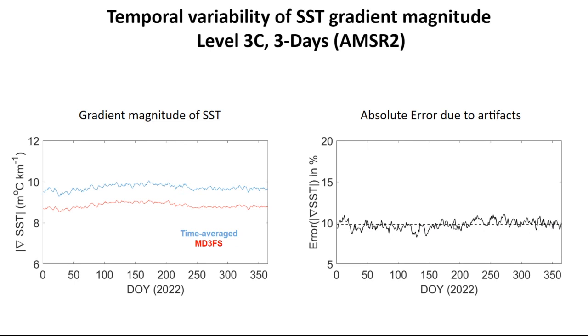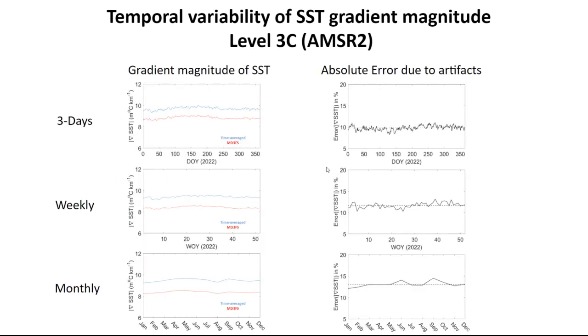And just as we've noticed in the spatial domain, the error from compositing artifacts appears to increase as we increase the temporal window of the level 3 SST. The time series for the 3 days and monthly time window show that the median error in SST gradient magnitudes over the globe for 2022 increases from 10% to almost 15%.